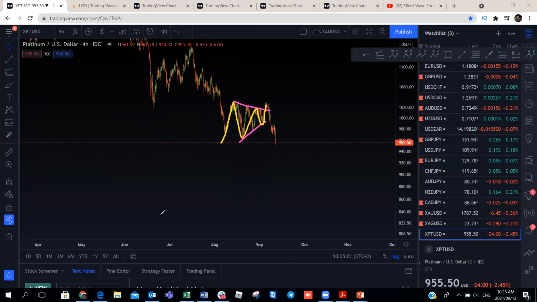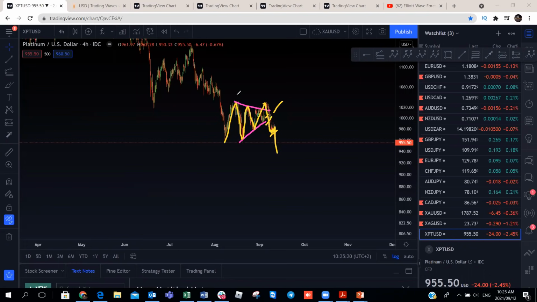So I actually did not draw it cleanly here. This is A, this is B, this is C, this is D, this is E. The E, as you can see, has got the 3 waves there. So we've got a reversal there. So we've got an entry here on platinum. This is where the entry was. We're looking for this to continue to the downside. Textbook setup really with a triangle.